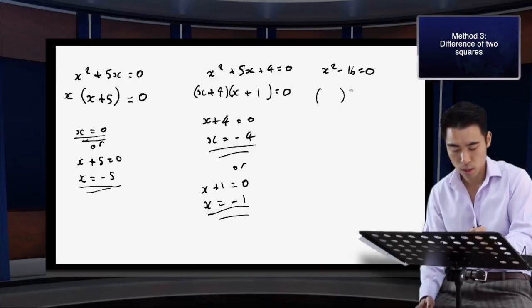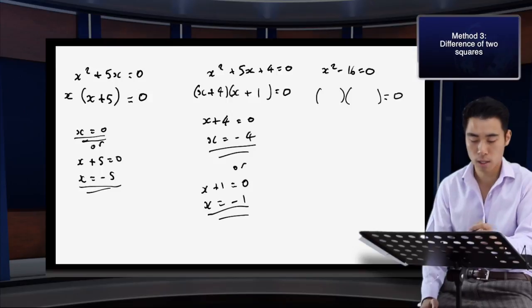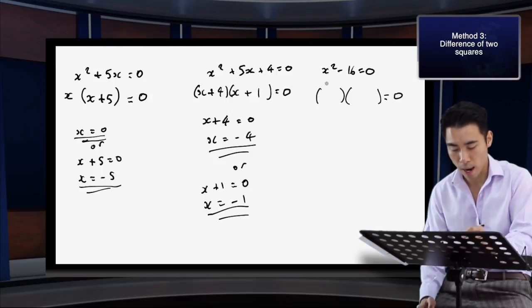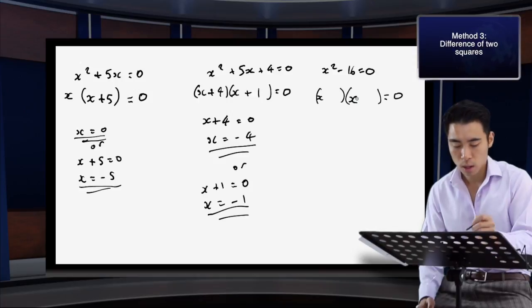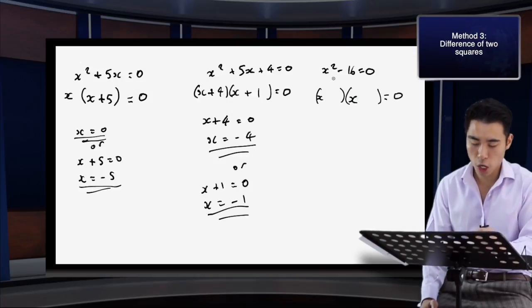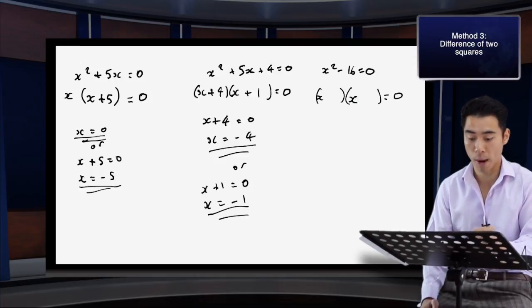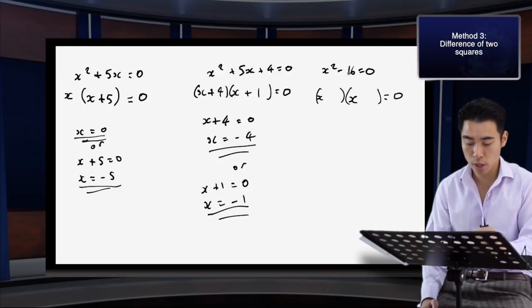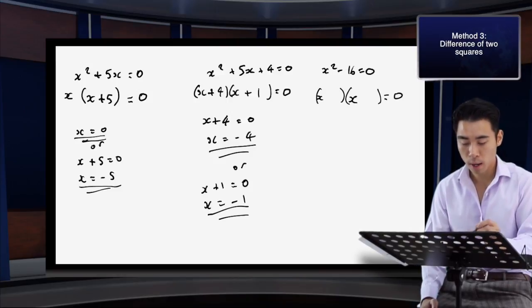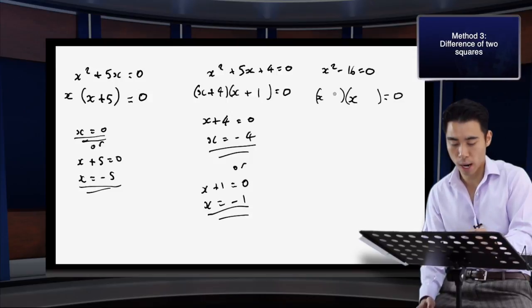Two sets of brackets. What's going to go into each of these? Well, again, it's going to be x and x. And here, you notice we have no term in x. We just have our quadratic term and our number term. How do I get to this number term? Well, notice this is a square number. And this will always be the case with square numbers. I can actually do this, x plus 4 and x minus 4 to give me that minus 16.